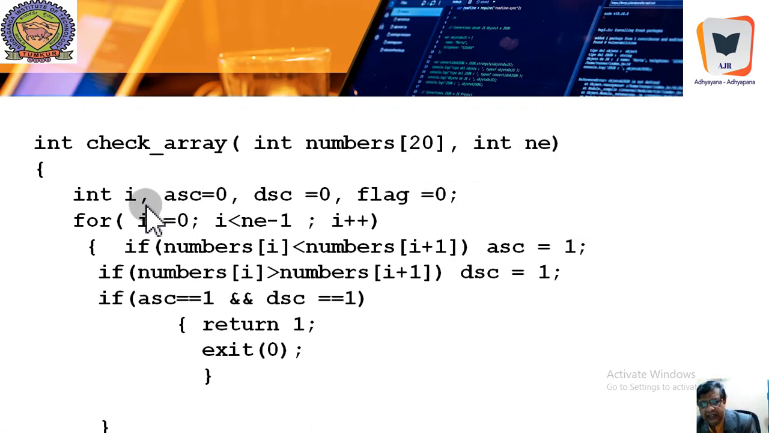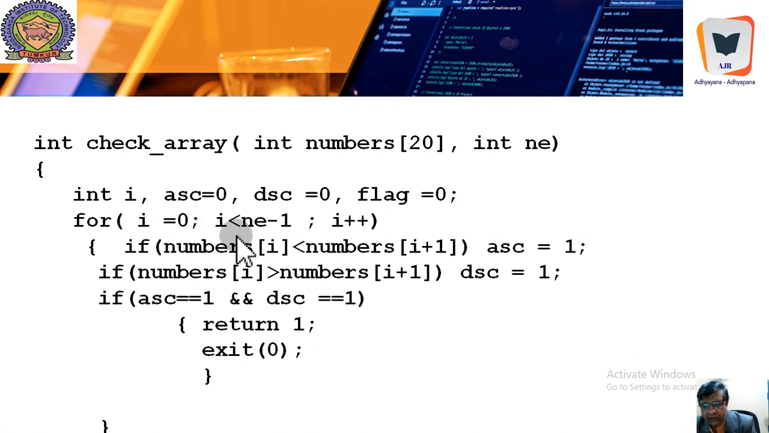Integer ascending, integer descending, and integer flag, all equal to 0. If the array is found to be in ascending order, then ascending will receive 1. If the array is in descending order, descending will receive 1. Flag is to check whether it is unsorted. If the array is unsorted, flag will become 1.